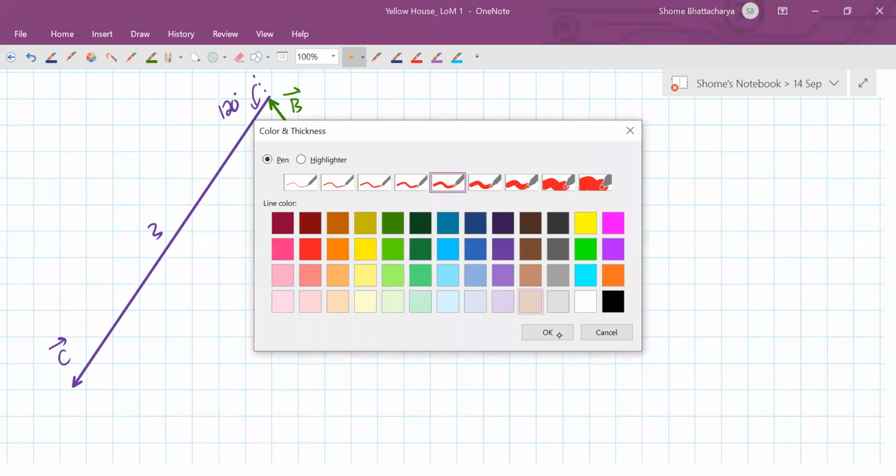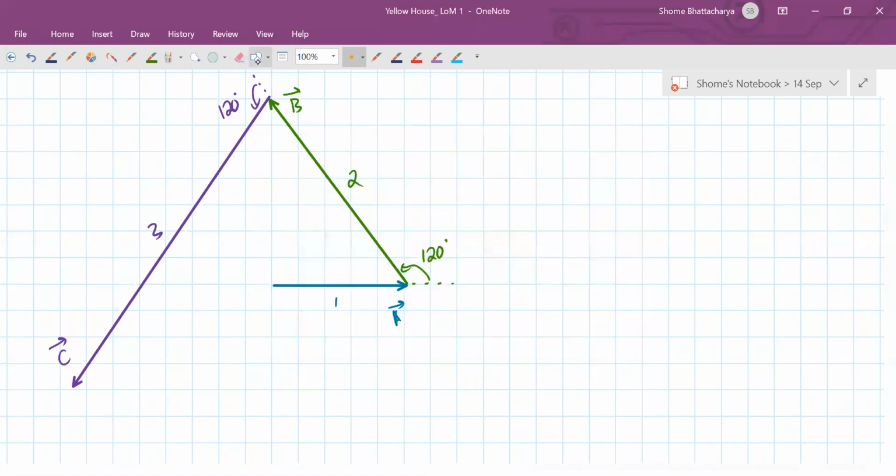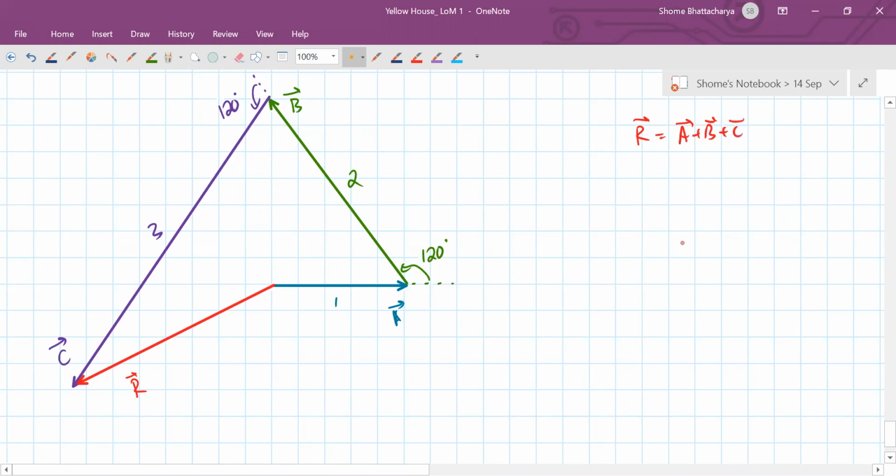It will be nothing but the vector joining the origin where I started from to the head of the last vector where I finished up. So that is this vector. This vector is the resultant of A plus B plus C. As you can see, they are forming a quadrilateral, but a very strange kind of quadrilateral.